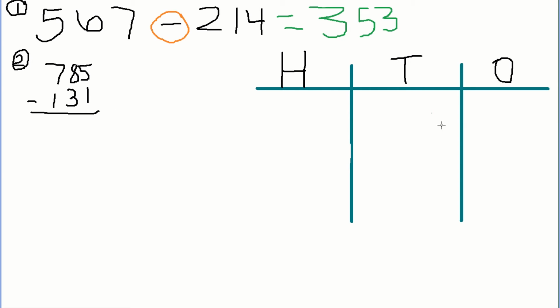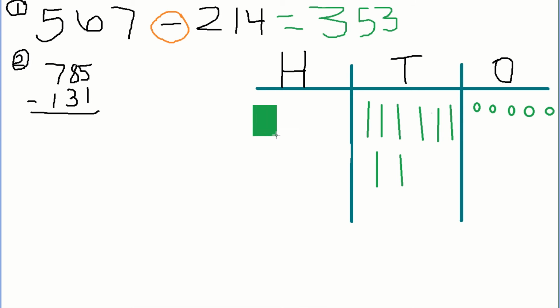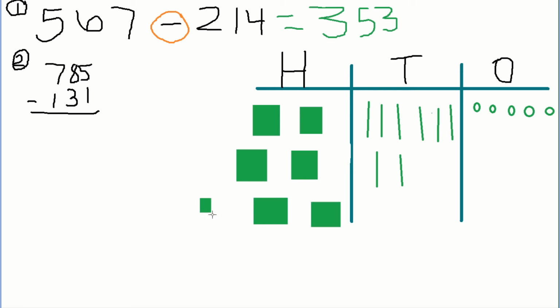So all we got to do is start putting everything on our HTO chart just like we just did. So how many ones? 5. 1, 2, 3, 4, 5. How many tens? 8. 1, 2, 3, 4, 5, 6, 7, 8. Simple. And then it says 7 hundreds. So that's what we're going to do. 1, 2, 3, 4, 5, 6, 7. So we have 700. And now we're going to start taking away, starting in the ones column.